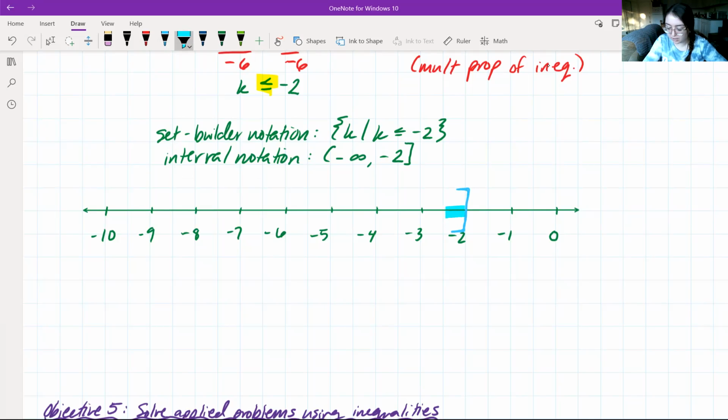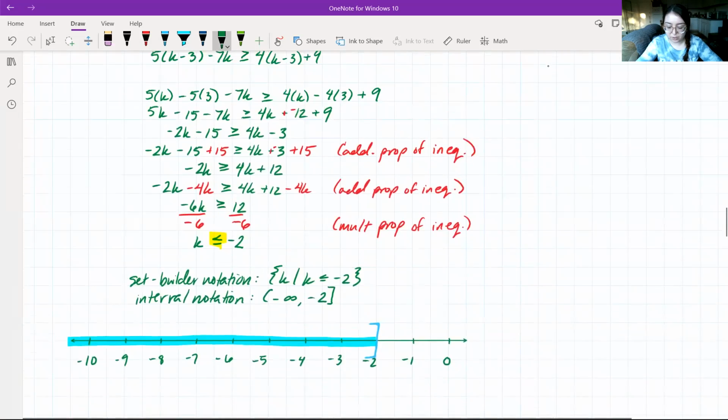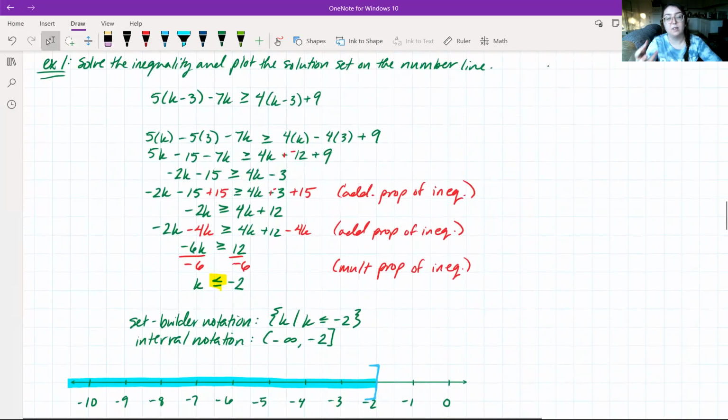So we color in the rest of our number line to the left. So there we go. That would be how we would solve for an inequality, especially when dividing or multiplying by a negative number.